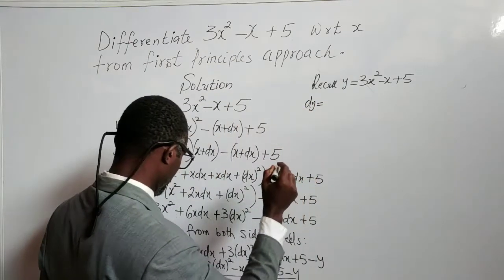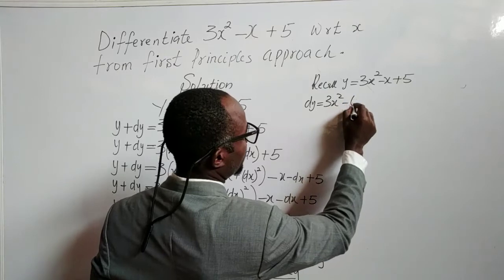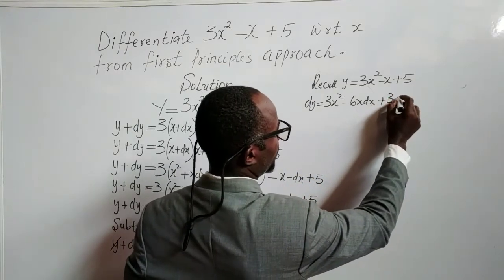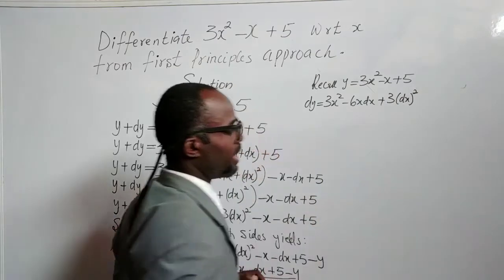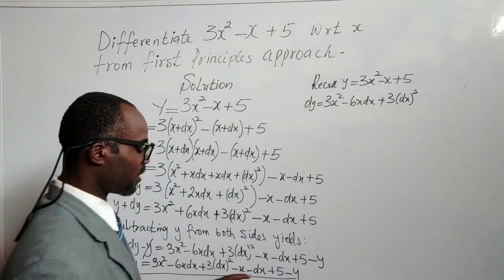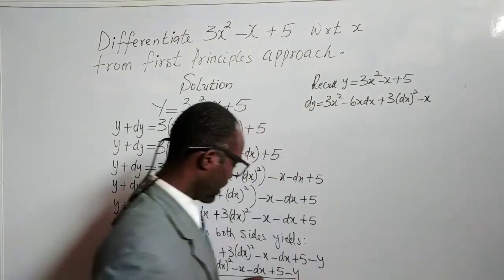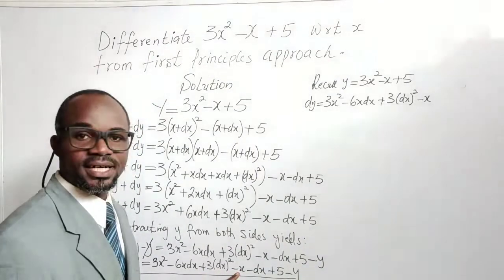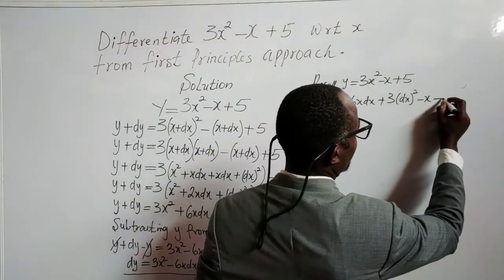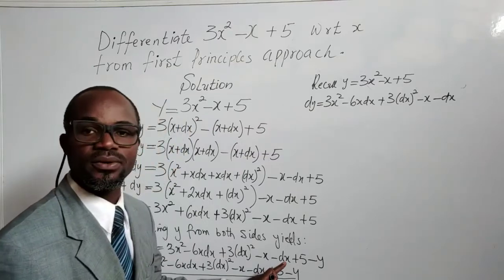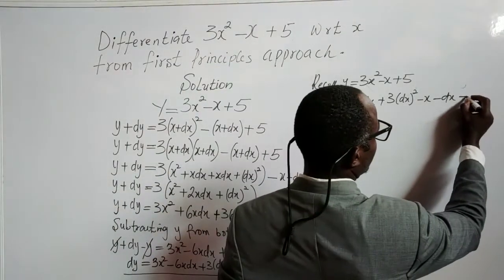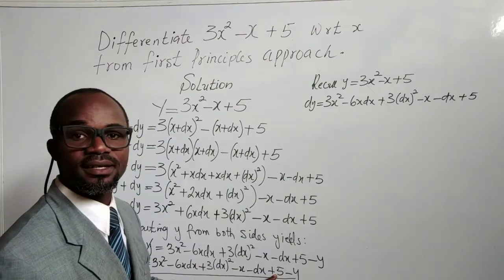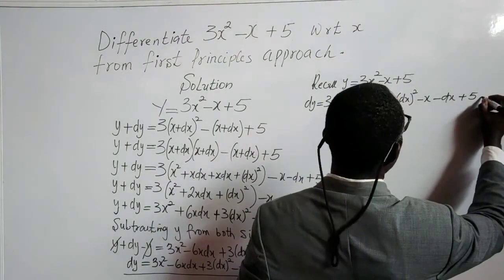dy is equal to 3x squared minus 6x dx, okay, plus 3 bracket open dx bracket close squared, right? And we have minus x minus dx minus x, that's from here, okay? Look at it. Alright? And then we have again minus the x. Minus the x. That is this. Alright? Plus 5. Okay? And that is what you're seeing. And finally, minus y. Okay? Minus y.